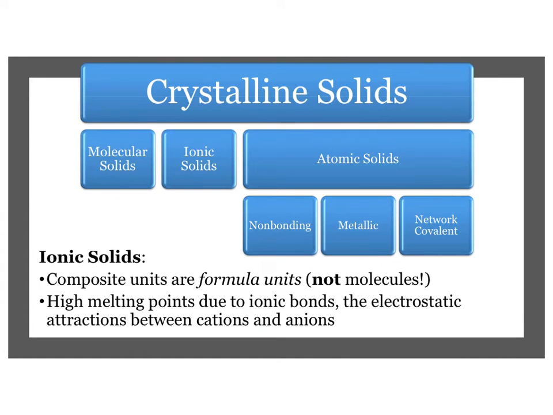Our next category of crystalline solids are the ionic solids. Recall that ionic compounds result from the complete transfer of electrons from metals to the nonmetals in the compound. For this reason, we cannot call ionic compounds molecules, but rather, we talk about them as formula units. Since ionic bonds are much stronger than our intermolecular forces, we see that ionic solids have much higher melting points.